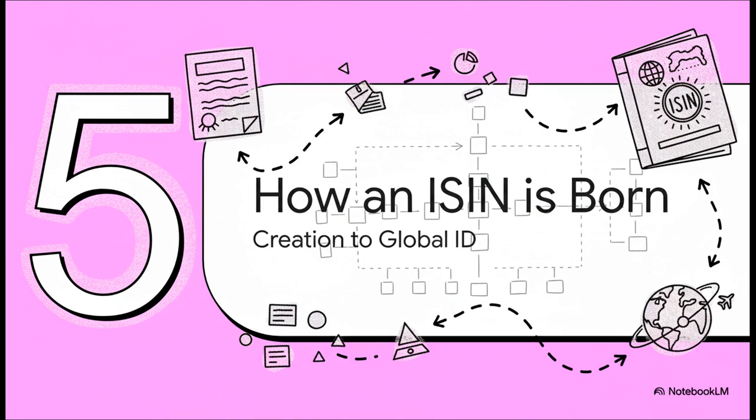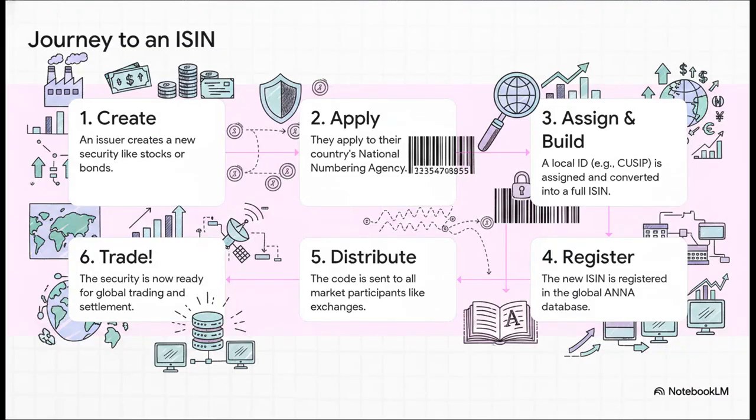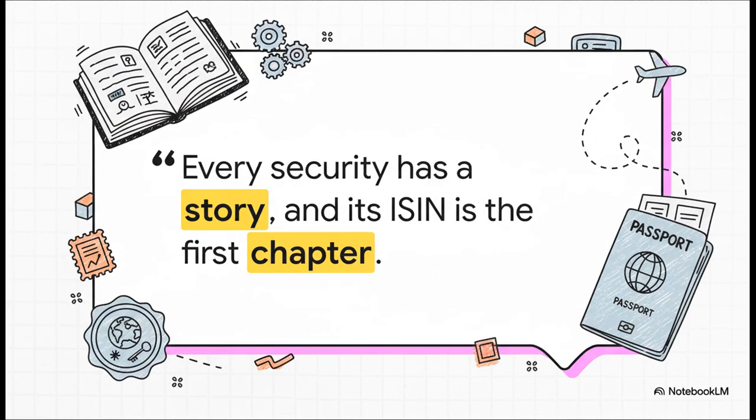So finally, let's just quickly follow the journey of a brand new security to see how it gets its global passport, its ISIN. It's a very clear, structured process. So the journey starts when a company creates a new security. They then apply to their country's national numbering agency. That agency assigns a local ID, like a CUSIP in the US. That local ID is then built into a full ISIN, which gets registered in a global database. Finally, that new ISIN is sent out to all the exchanges and brokers, and only then is the security actually ready for global trading.